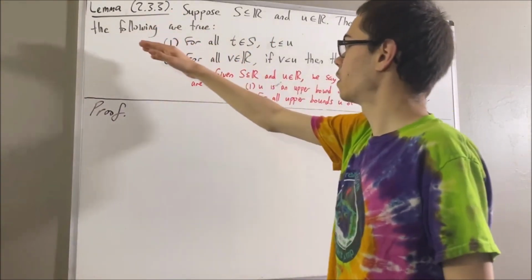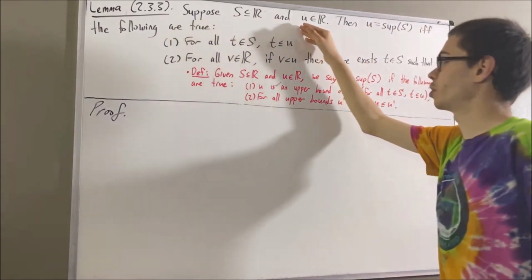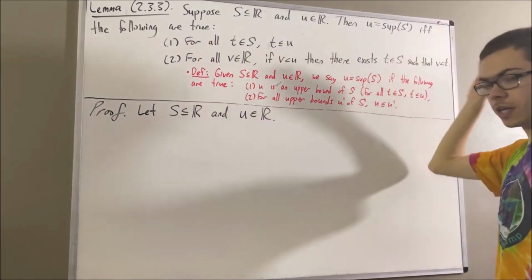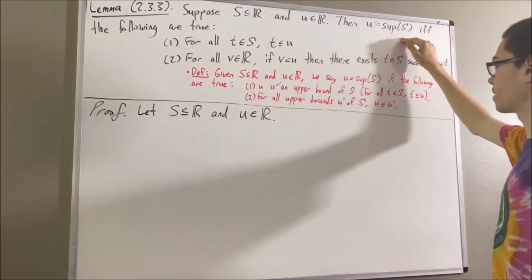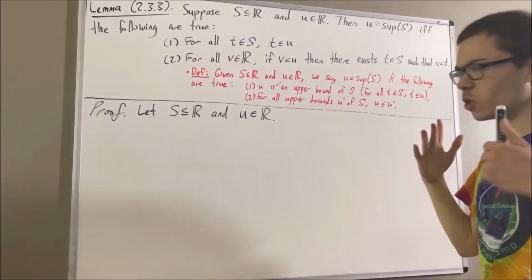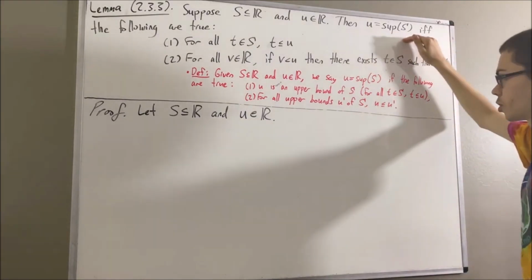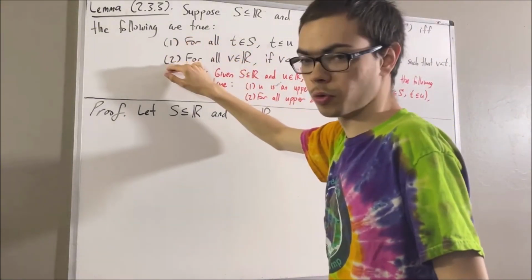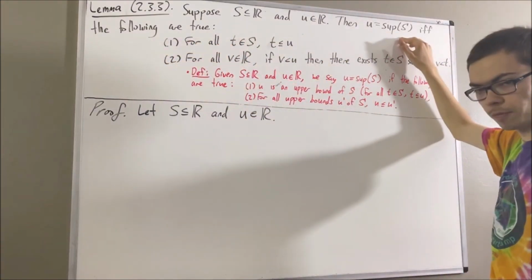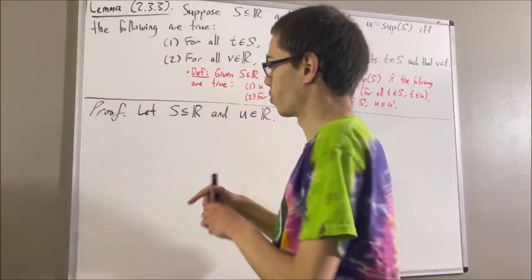To start our proof, let's give ourselves an arbitrary subset of real numbers S and an arbitrary real number U. And our goal from here is to prove that U is the supremum of S if and only if 1 and 2 hold. So we're trying to prove a statement containing if and only if. So we're going to prove if this is true, then 1 and 2 are true. And then we're going to prove if 1 and 2 are true, then this is true. Let's start by proving if this is true, then 1 and 2 are true.